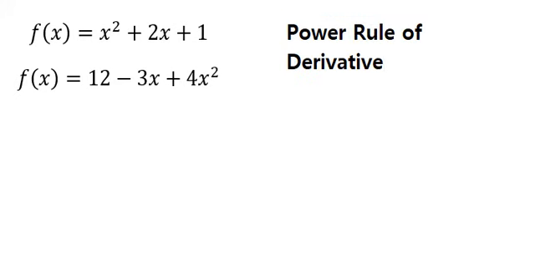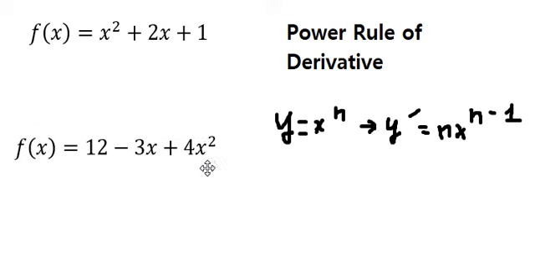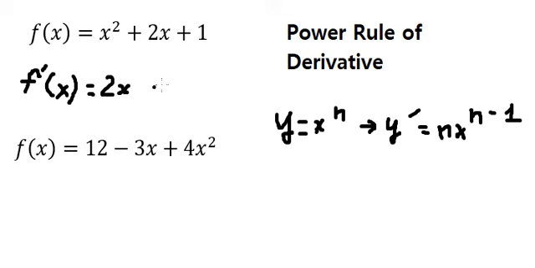So in this situation, we have y equals x to the power of n. So if we do the first derivative, we have n x to the power of n minus 1. Now for the first one, if we do the first derivative of f, we will have 2x to the power of 2 minus 1.